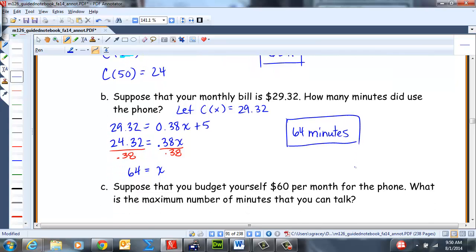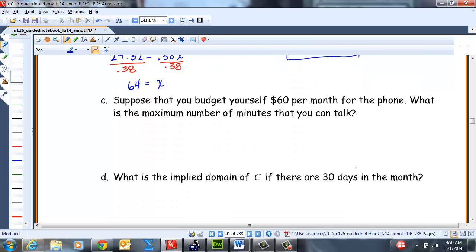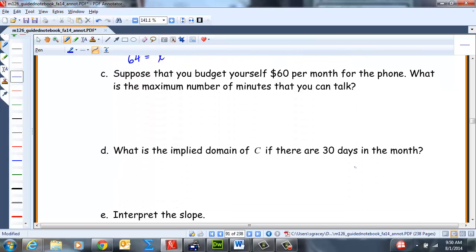Okay. Now, suppose you budget yourself $60 a month for the phone. What is the maximum number of minutes you can talk?